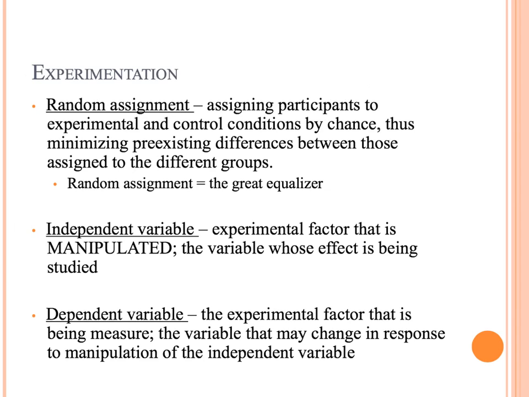Now, what do we call the manipulation that the experimental group receives? In other words, what is the experimental condition? It is called the independent variable. This is the experimental factor that is manipulated, the variable whose effect is being studied. All right? The effect of the independent variable on the dependent variable of the experiment is what is being studied. The dependent variable is the experimental factor that is being measured, the variable that may change in response to the manipulation of the independent variable.